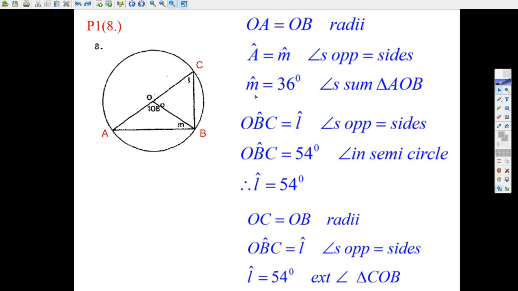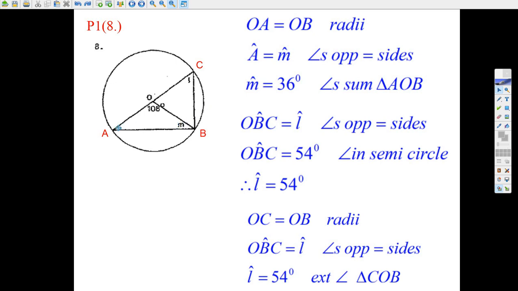AO and OB, they're radii. They're both radii. That means they're exactly the same length, because the distance from the center to the outside of a circle is a radius. That means that angle A over here must equal M. So those are both M, because angles opposite equal sides are equal. And you have to give the reason there. You even have to give the reason why OA equals OB, because they're radii.